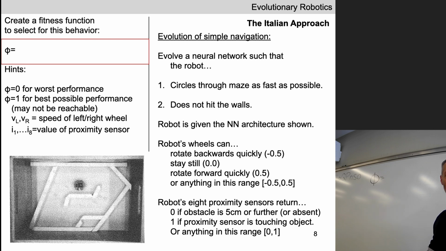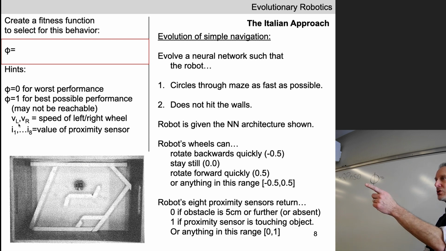Exactly. So VL and VR tell the evolutionary algorithm how much or how little the wheels are moving, but not how much the robot is moving. We want the robot to displace. Don't stay in place. Go forward, go back.